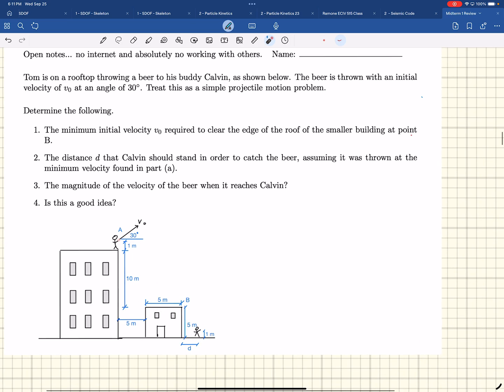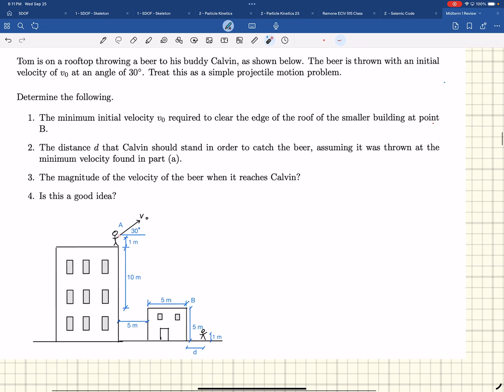So anyways, that's what's happening. Tom is throwing a beer to Calvin. So here's Tom up here. He's throwing it up like this, and it's coming down to Calvin down below. I made this all by myself. This is during COVID, I had a little extra time. I was like, let's make this interesting. So he's throwing that thing, and what we're asked to find is the minimum initial velocity, V naught, required to clear the edge of the roof of the smaller building at point B. So he's going to throw it, and what's the minimum velocity to clear this point right here?